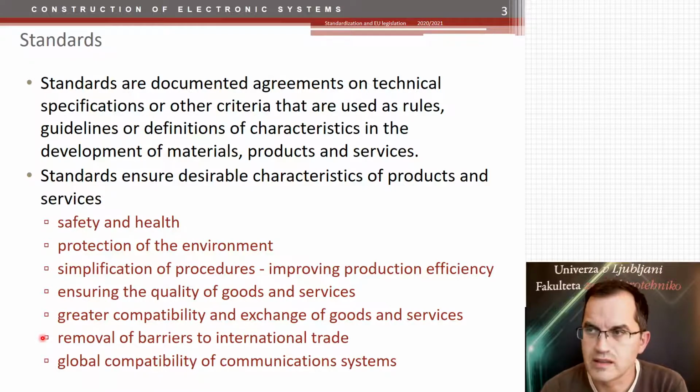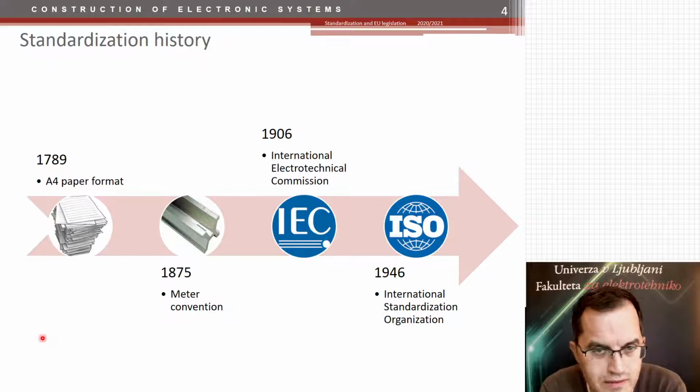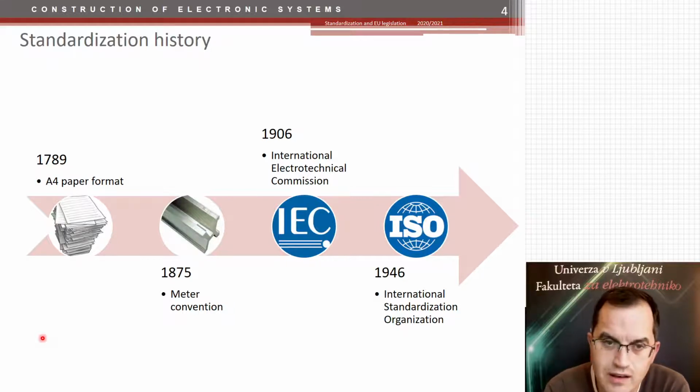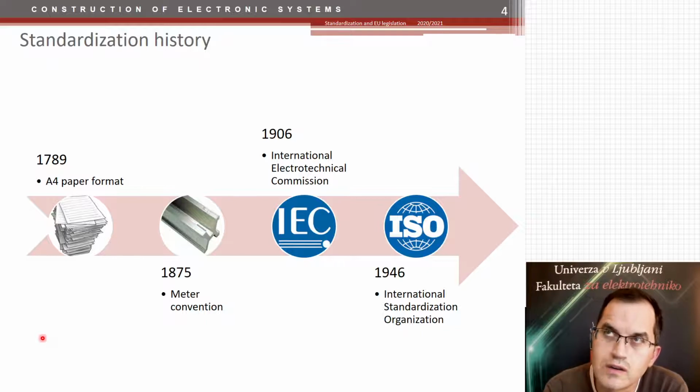Let's go a little bit into history. So the first thing that was standardized back in 1789 is A4 paper. Later, it was the meter that was defined as a 1/40th millionth of the circumference of the Earth.